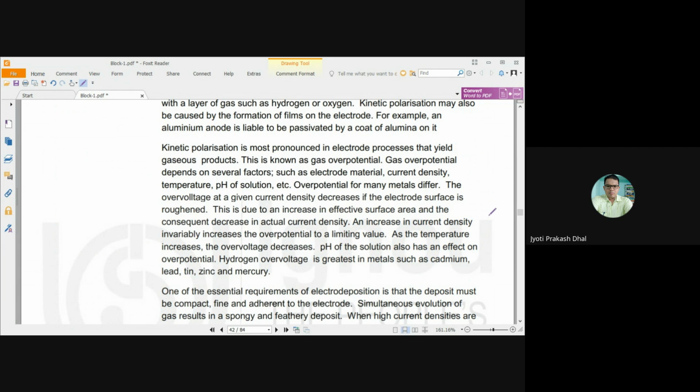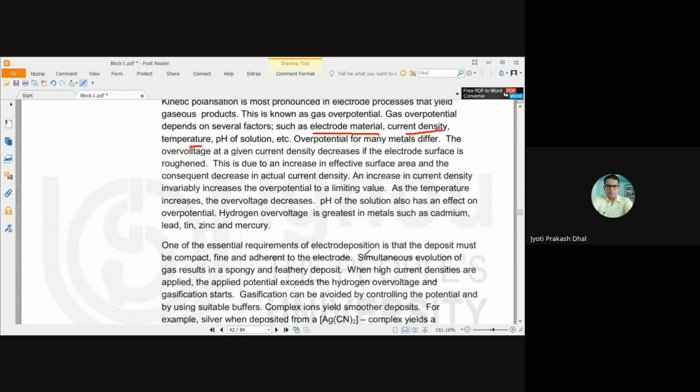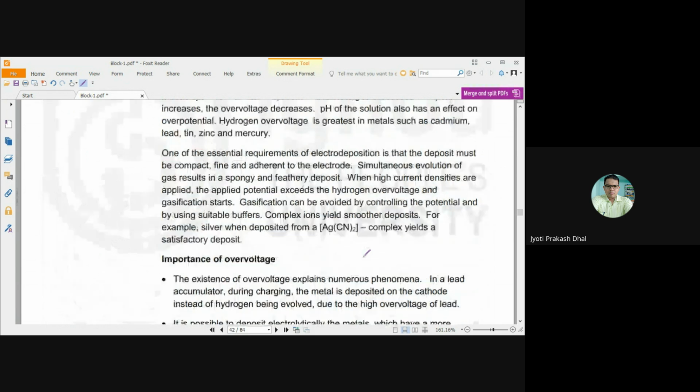So the gas overpotential depends upon several factors. It depends upon the electrode materials used, current density, temperature, pH of the solution, etc. The overpotential for many metals is different, and the overpotential at a given current density decreases if the electrode surface is rough.